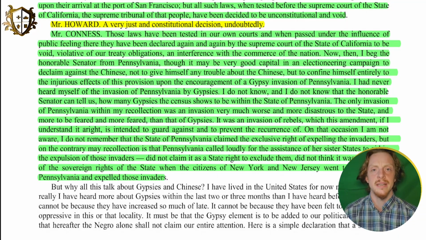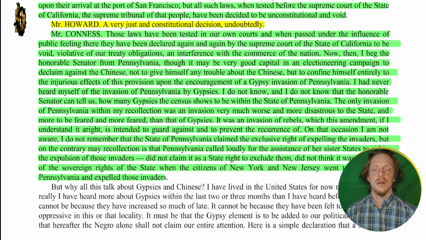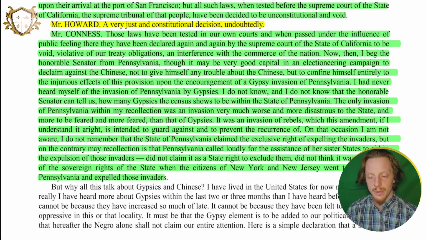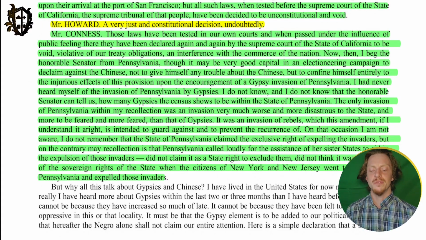What does that sound like? You're just a racist. Trump is a racist. He wants to deport all the Mexicans. He wants to deport all the Muslims. That's exactly what Mr. Conness is doing here. Well, it's just because you hate the Chinese and it sounds good for you on the election campaign. That's it. That's your only motive.